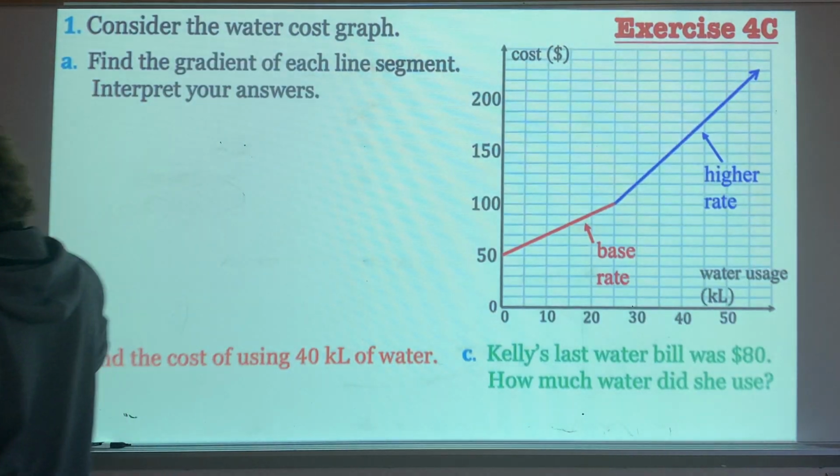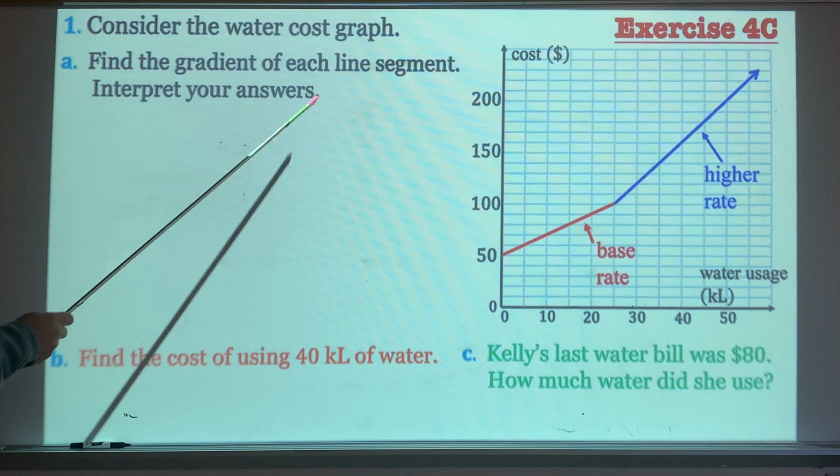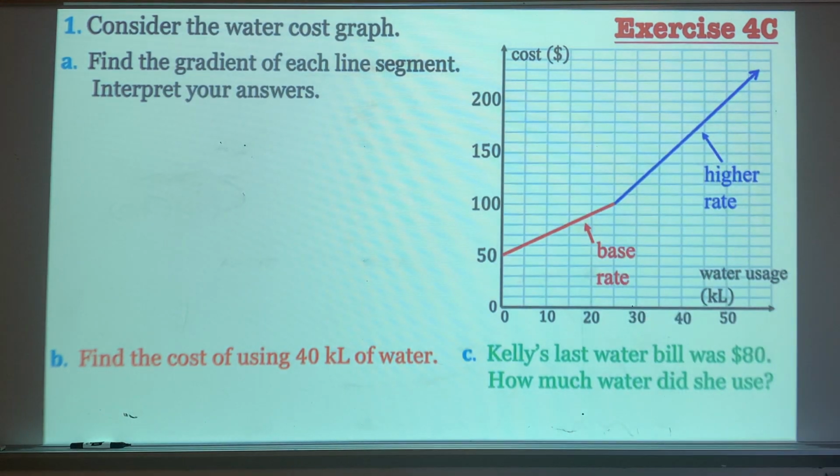All right, now you get to a problem. Problem 1. It says, consider the water cost graph. This is from our original problem. So now we're going to find the gradient of each one of these line segments. You're going to find the gradient of the base rate, and you're going to find the gradient of the higher rate. So why don't you guys go and do that? You did it? Wonderful.